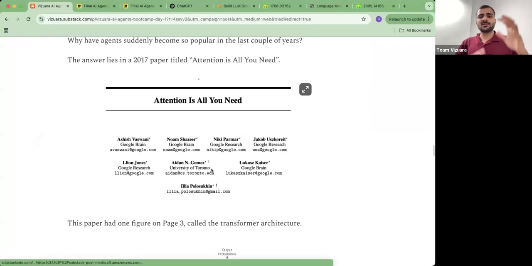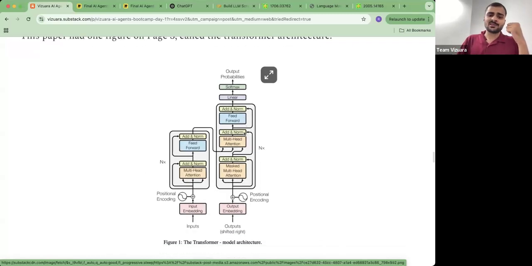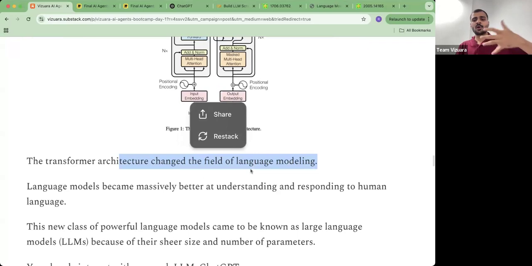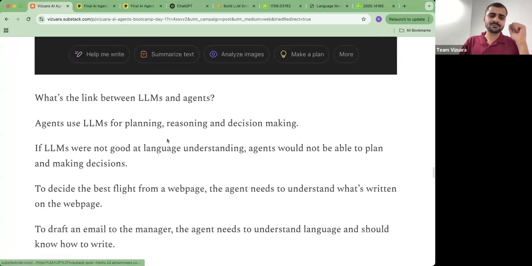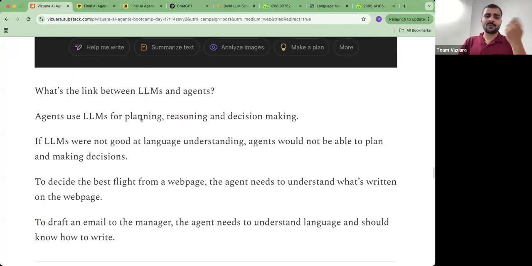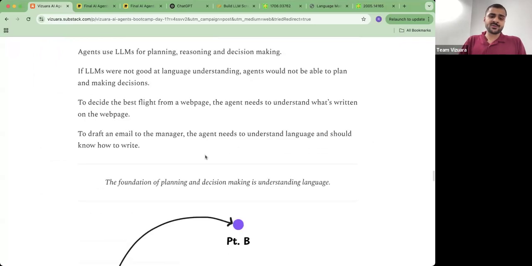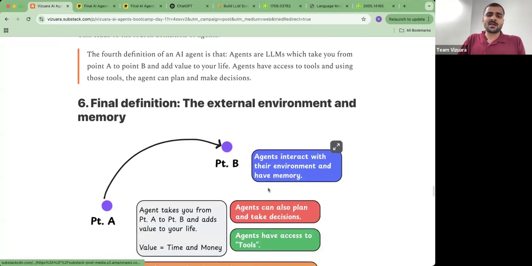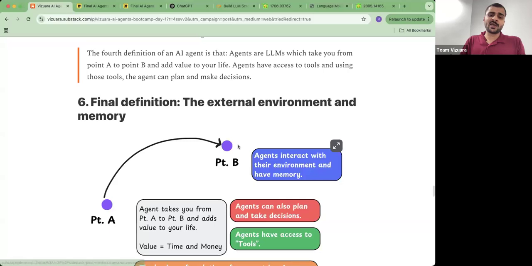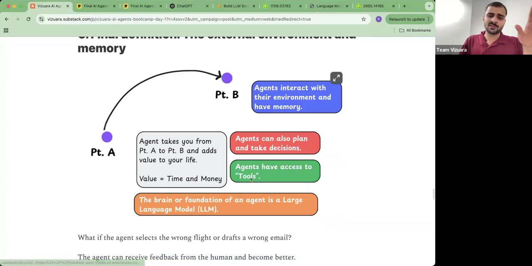And then finally, we saw that the reason we are having this bootcamp in 2025 is because 2017 was the year where the transformer architecture came into existence that completely changed the field of language modeling. And language models became massively better at understanding and responding to human language. So agents use LLMs for planning, reasoning, and decision making. That's why I call LLMs the brain of agents. So then we had to finally modify our definition by saying that agents also interact with the external environment and they have memory. So in this one figure, I have encapsulated our entire understanding of the previous lecture.